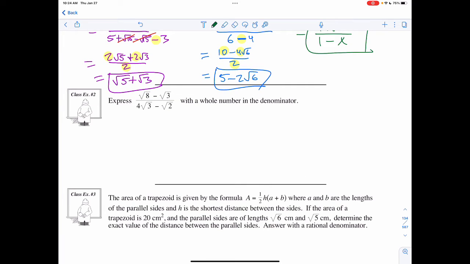When I get to example 2 here, same process. All they did was add a coefficient here. Doesn't change the logic at all. So I have root 8 minus root 3, and that's being divided by 4 root 3 minus root 2. To get rid of the radicals in the denominator, I'm going to take the conjugate: 4 root 3 plus root 2.